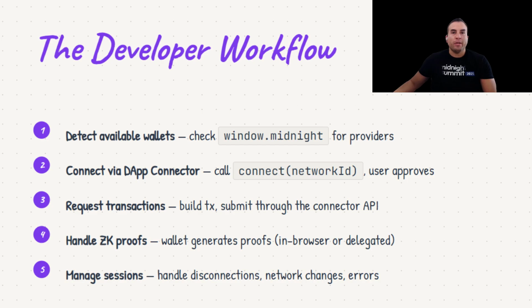Step 3. Request transactions. Build your transaction payload. Submit it through the connector API. Step 4. Handle zero-knowledge proofs. The wallet generates them, either in browser with 1AM or server-side with Lace. Step 5. Manage sessions. Handle disconnections, network changes, and errors gracefully. This pattern is universal. It doesn't matter which wallet the user has. Same flow every time.